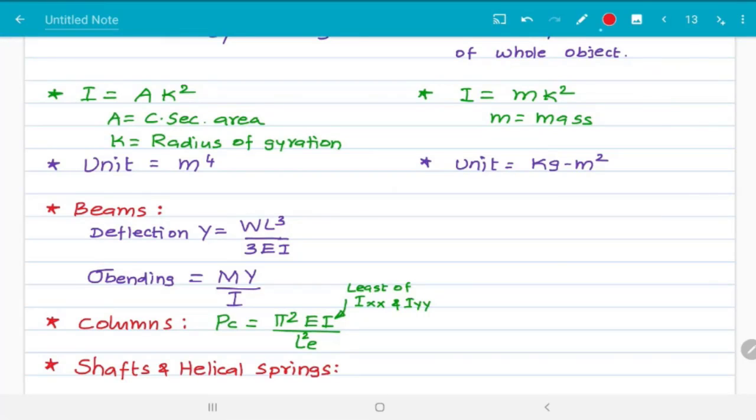Right. Tau torsion is equal to TR by J. What is this J? What is this J?